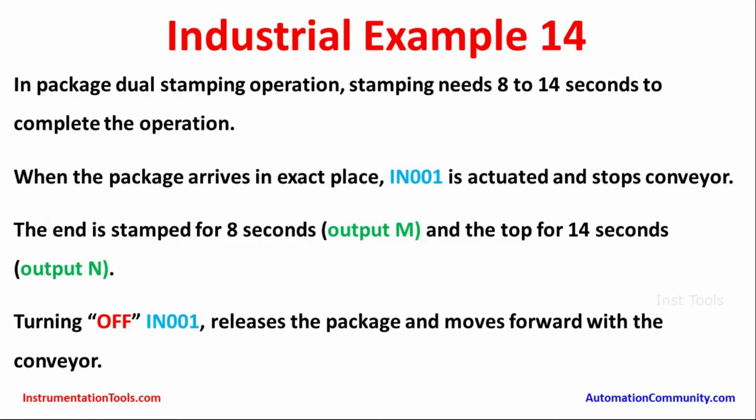When the package arrives in the exact place, IN001 is actuated and stops the conveyor. The end is stamped for 8 seconds, which is the output M, and the top end for 14 seconds, which is the output N. Turning off IN001 releases the package and moves it forward with the conveyor.